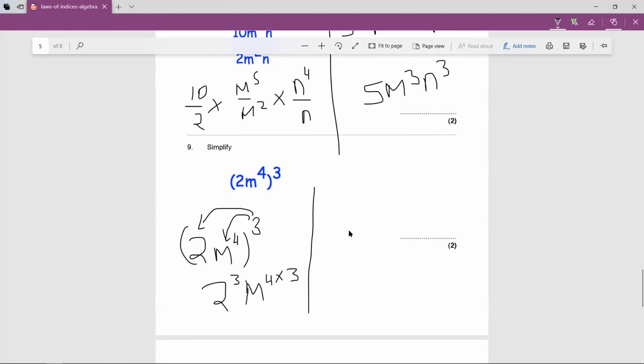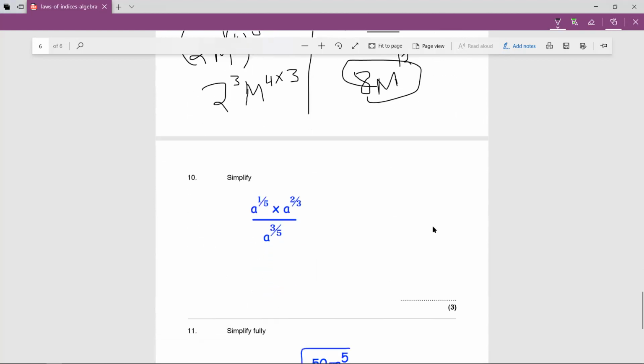All right, so we have 2 power 3 and m to the power of 12. So we can leave our answer like that, now that it's not specified, but we all know 2 power 3 in our calculator will give us an 8. So an 8 multiplied by m power 12 is still an answer. All right, number 10.